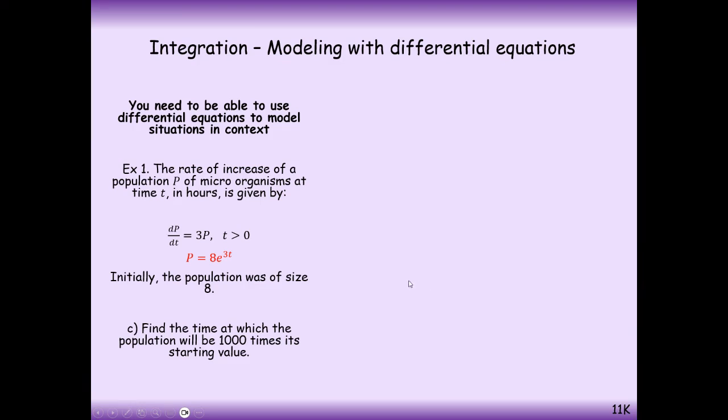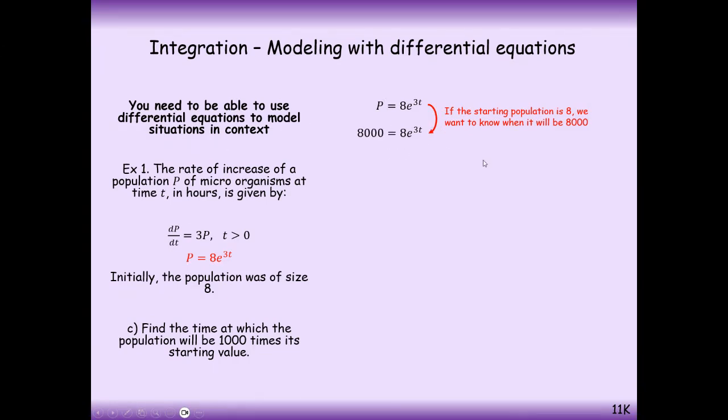The next part of the question is asking us to find the time at which the population will be 1,000 times its starting value. Now, they are not straightforward with us here. The starting value was 8. Therefore, we have to take 8 and multiply it by 1,000. We are going to set the population to 8,000 and solve this equation to find the value for t.